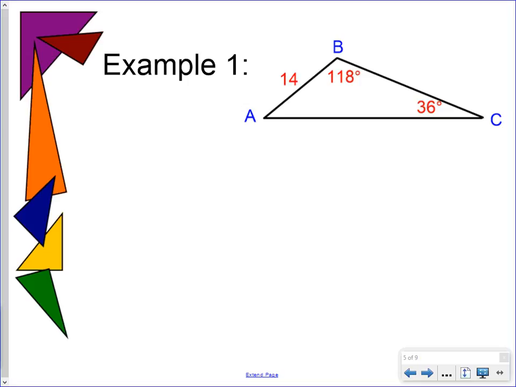You will not need to draw the altitude. You'll now just use the law of sines. So just looking at the law of sines, what can you do? Do you know any A's, B's, C's?